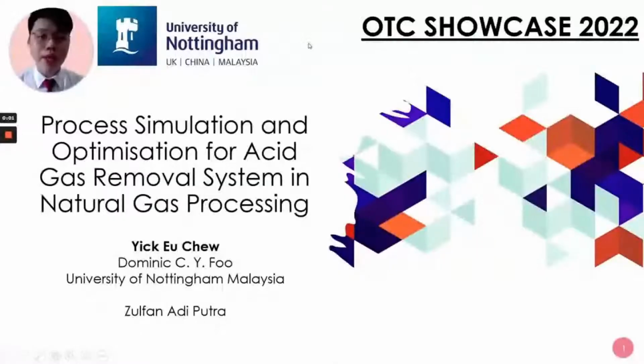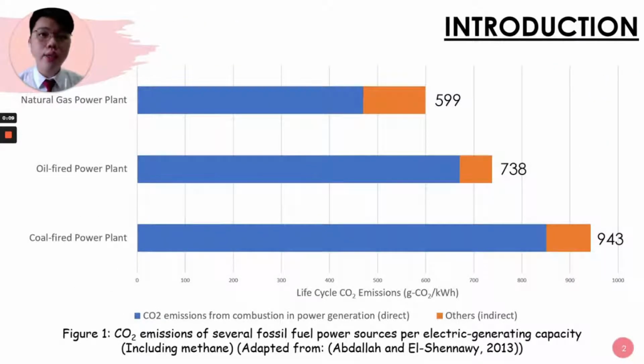Thanks to everyone. I would like to deliver on a project namely process simulation and optimization for acid gas removal system in natural gas processing for the OTC showcase. From figure 1, we can see that the carbon dioxide emissions for natural gas is the lowest among the various fossil fuels with the value of 600 grams CO2 per kilowatt. This emission intensity is 23.2% lower than the oil and 57.4% lower than the coal. Hence, the combustion of natural gas emits fewer greenhouse gases into the atmosphere.